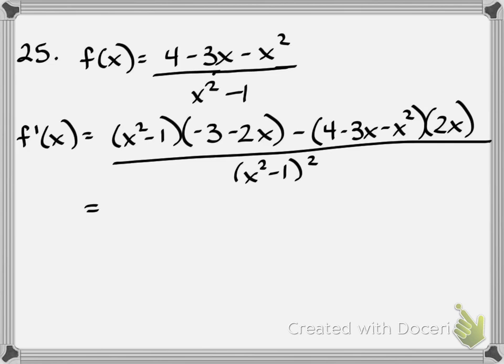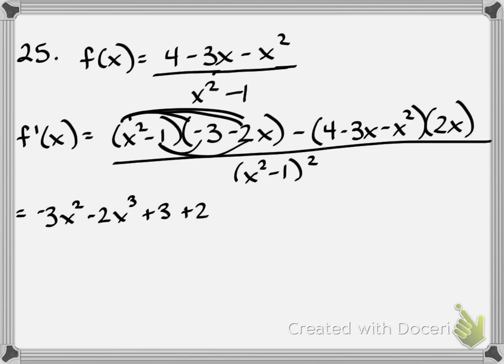So we need to FOIL. Negative 3x squared first. Outer, sorry, long day, minus 2x to the third. Let me just erase this and start over a little bit further. Negative 3x squared minus 2x to the third plus 3 plus 2x. And then we're going to distribute with the 2 and that negative at the same time.